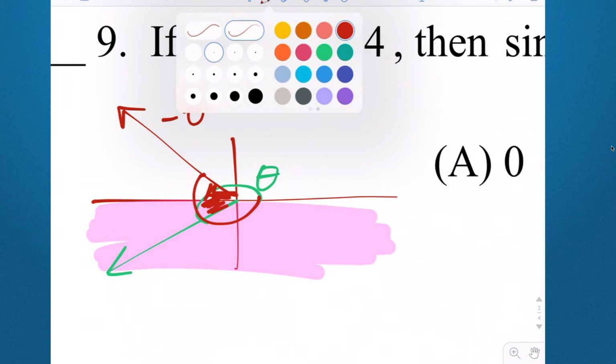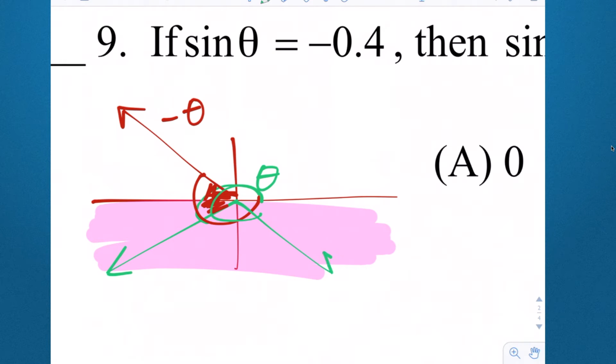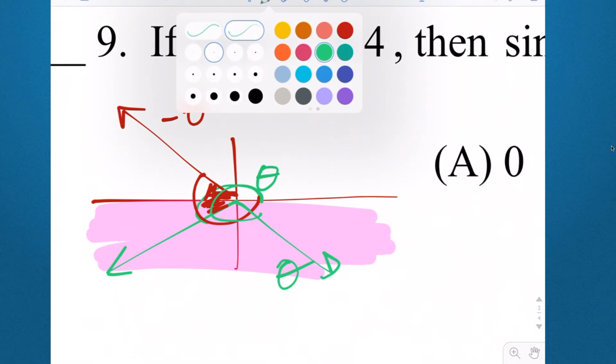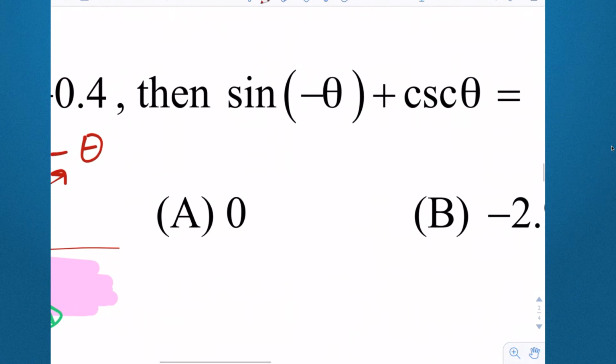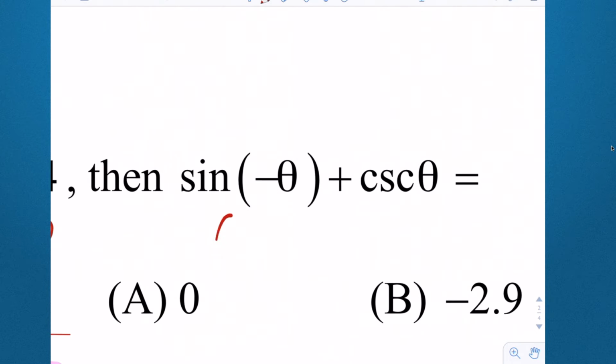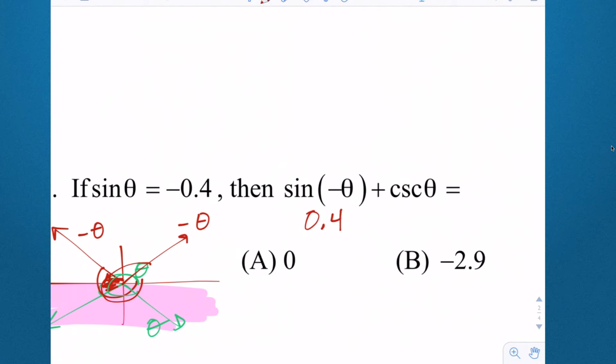Now, the other quadrant where theta could have lived is over here in quadrant 4. So if that's theta, what would negative theta look like? Well, it would rotate all around over here, and it would be in quadrant 1. In either case, whichever quadrant theta lives in, negative theta is going to live in a quadrant where sine is positive. And so, what is sine of the opposite of theta? It is the opposite sine of the sine I gave you. In this case, it's positive 0.4.